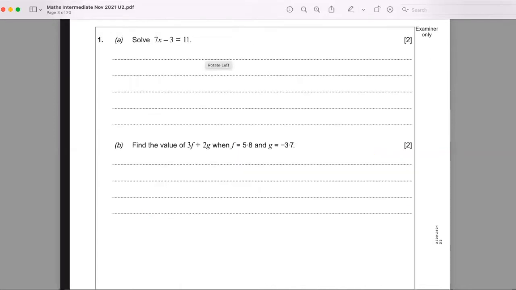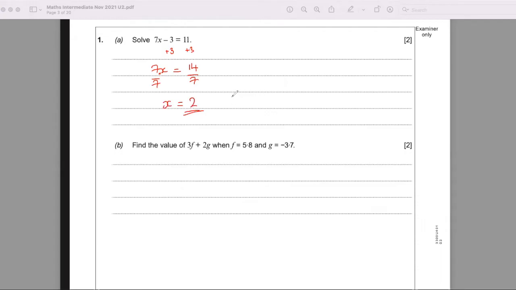Question 1. A. Solve 7x minus 3 equals 11. So a very, very standard solving equation question. Remember when you solve an equation, you always do the opposite operation so that you can go backwards and solve for x. So basically all you've got to do is plus 3 on both sides. Okay, so you've got 7x equal to 14. 7x means 7 times x. You're going to divide by 7 on both sides as well, the opposite of times. So your x is going to be 2, and that is your final answer.